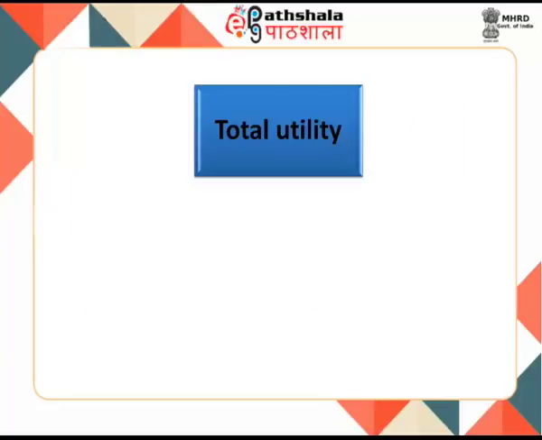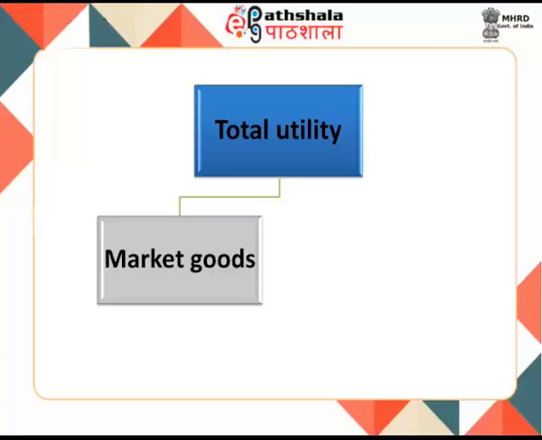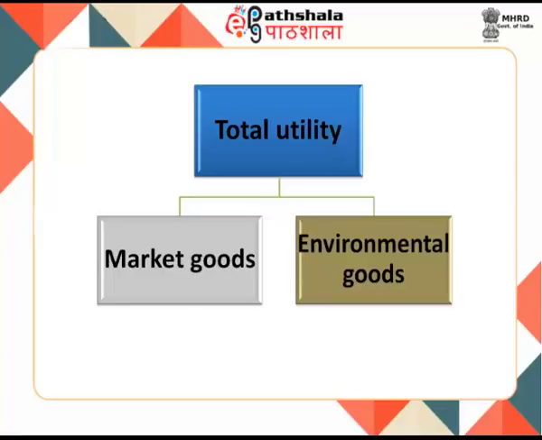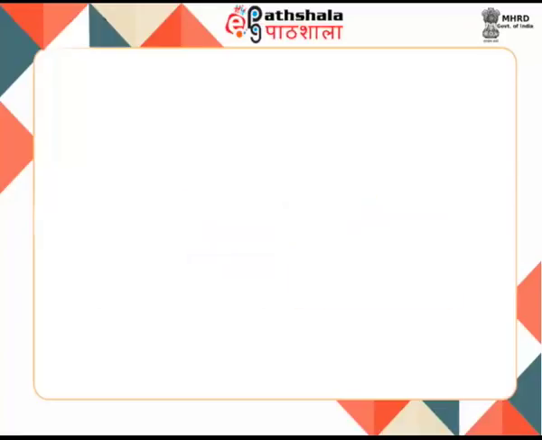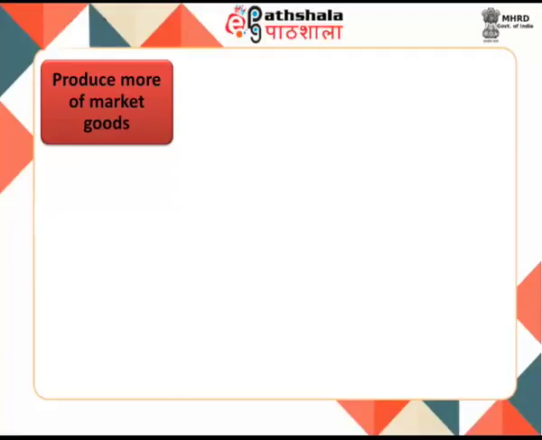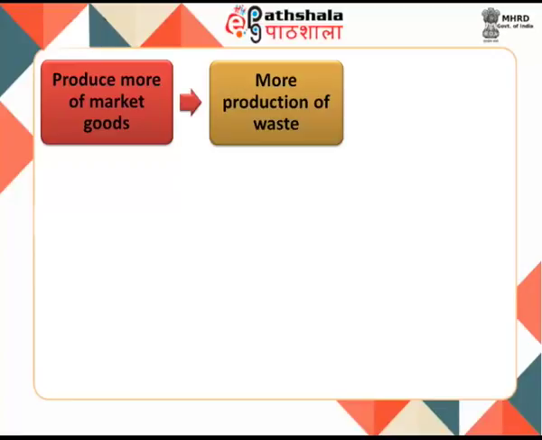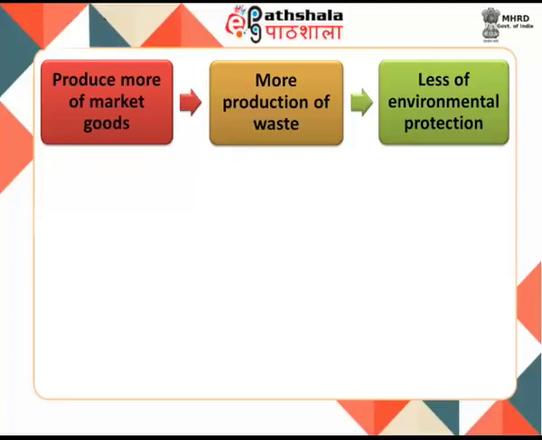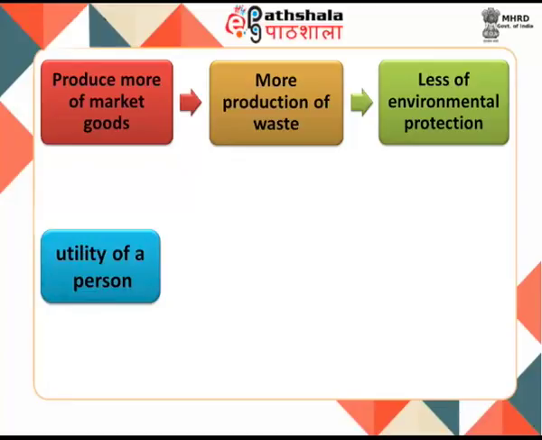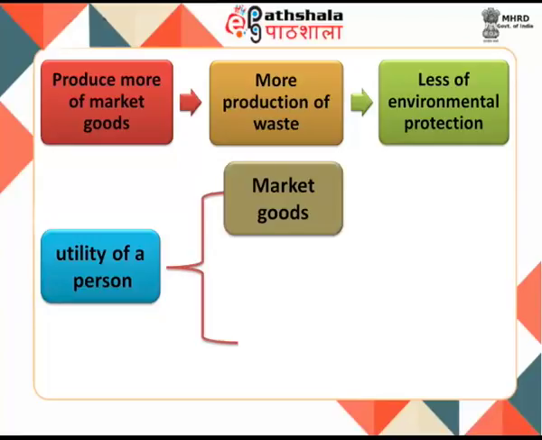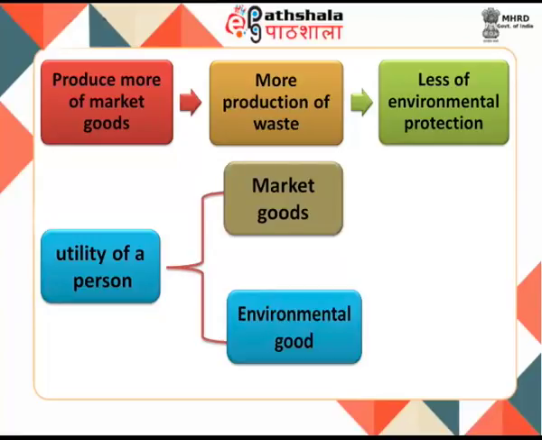Hence, the total utility of a person will depend upon all the market goods consumed by him and the utility from environmental goods available for everyone. Now, if we produce more of market goods, it will be associated with more production of waste, hence there will be less of environmental protection. Thus, the utility of a person will depend on both market goods consumed by him and the environmental goods.